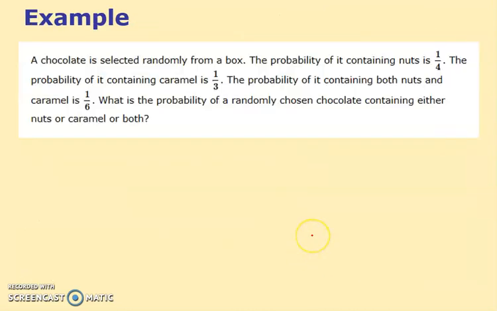Okay, let's do these examples. A chocolate is selected randomly from a box. The probability of it containing nuts is a quarter. So I'm just going to write the probability of nuts is a quarter. Probability of containing caramel is a third. Both of them, nuts and caramel, is a sixth. What's the probability of it containing either nuts or caramel or both?